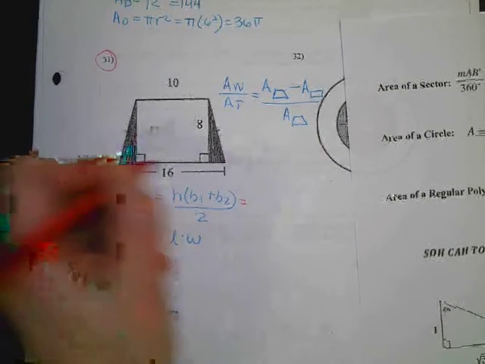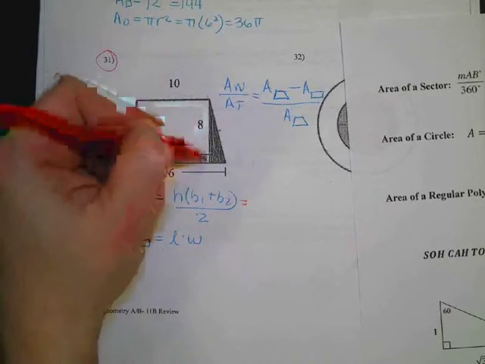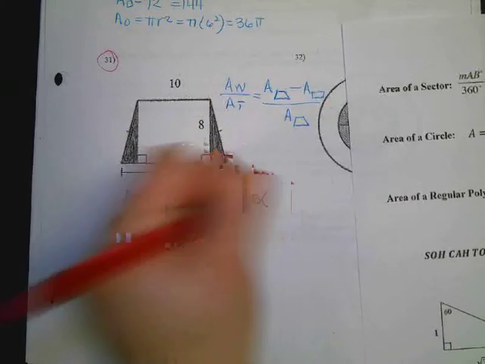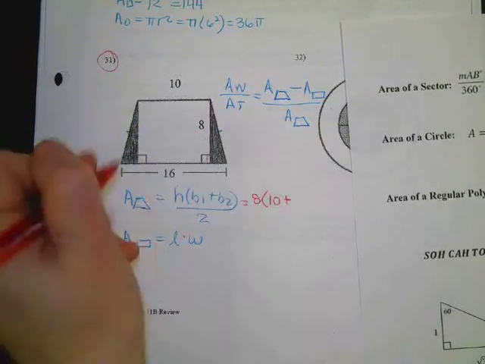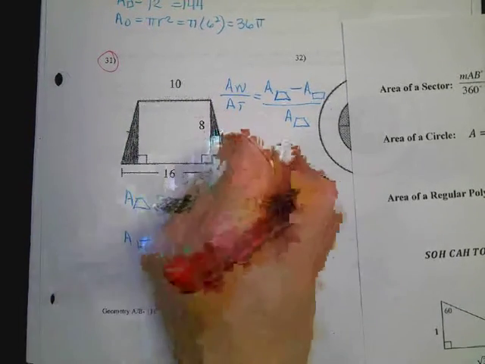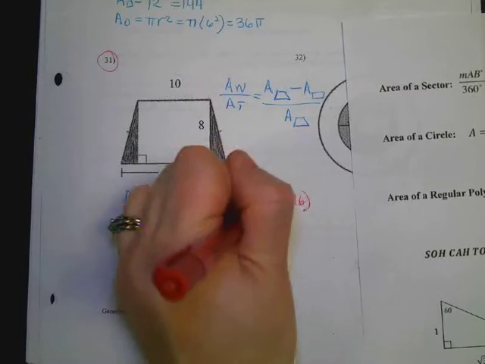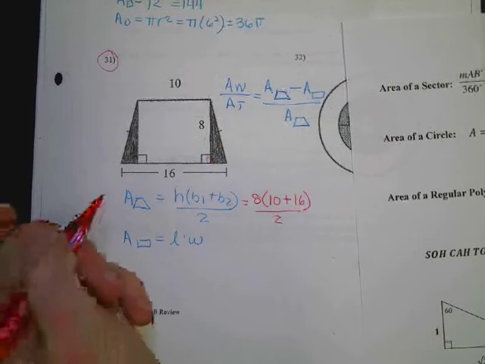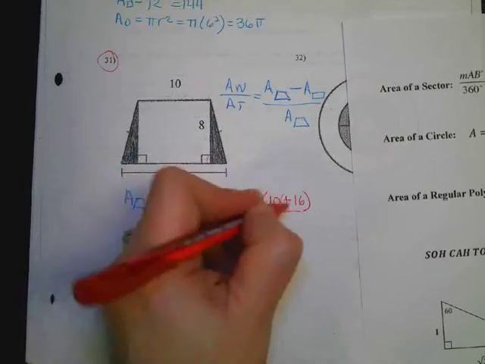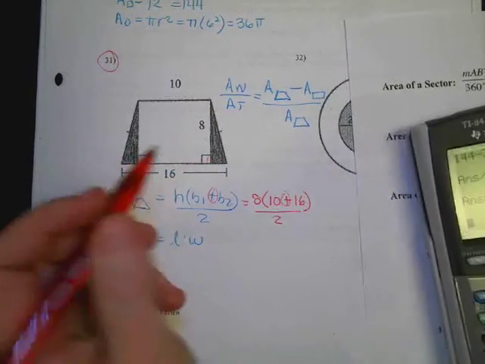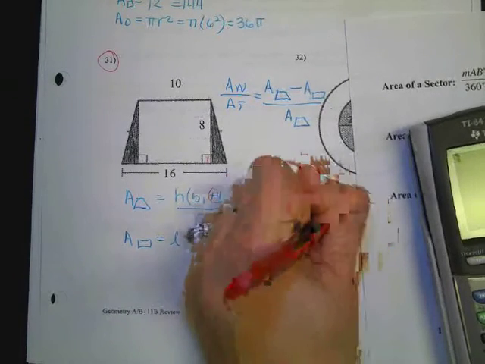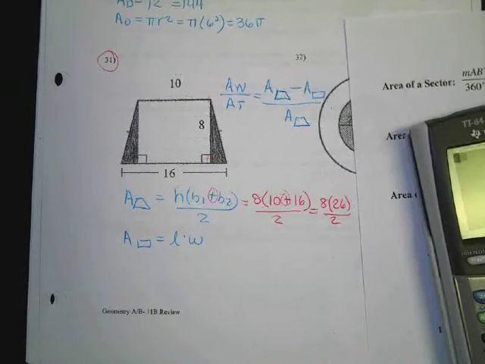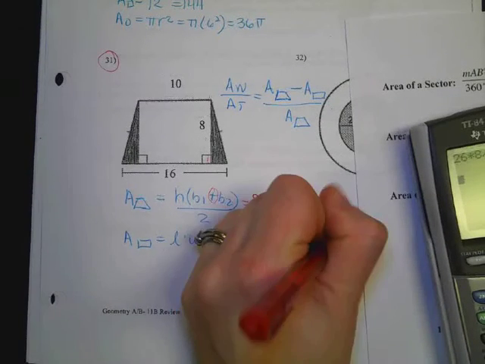The height of my trapezoid is the space between the bases, which would be 8. The length of base 1 is 10. I'm going to add that to the whole length of base 2, which would be 16, and divide that number by 2. So in my calculator, you guys remember this is a plus sign. 10 plus 16 is 26. So I really want 8 times 26 divided by 2. That comes out to 104.